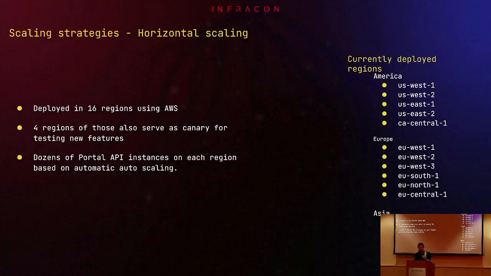So, moving on to some strategies that we use with the portal API. We first take a lot of advantage of horizontal scaling. On our cloud provider, which is AWS at the moment, we are currently deployed in 16 regions in a shared-nothing architecture, which means that all the regions don't know anything about the other ones, and they have the resources they need within themselves. So they can work together without knowing anything about the other regions.